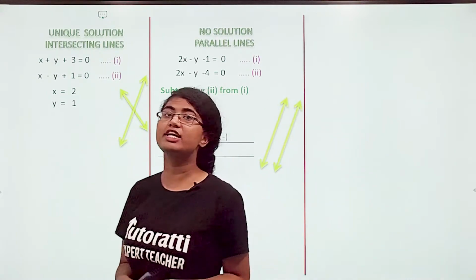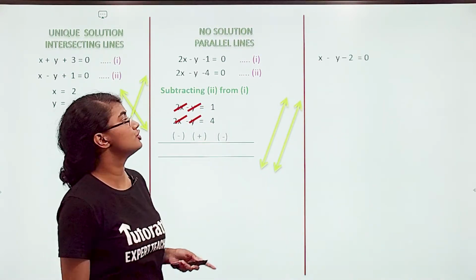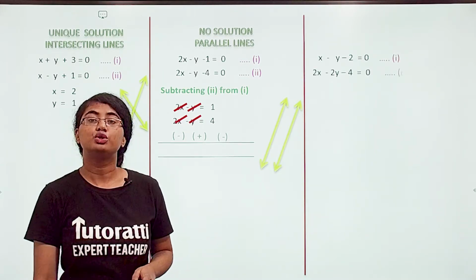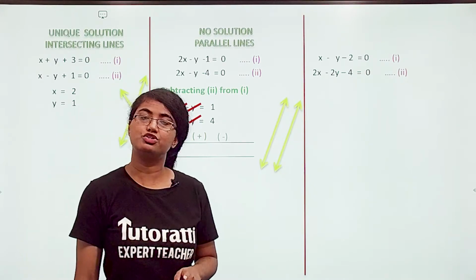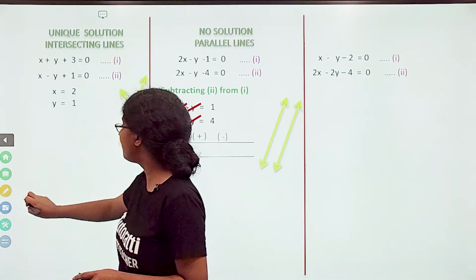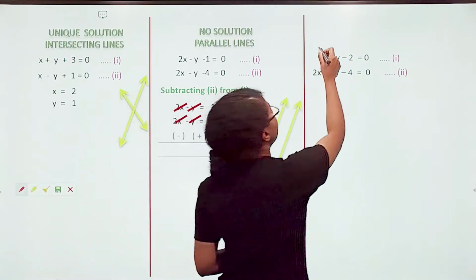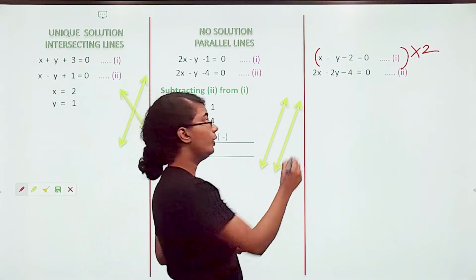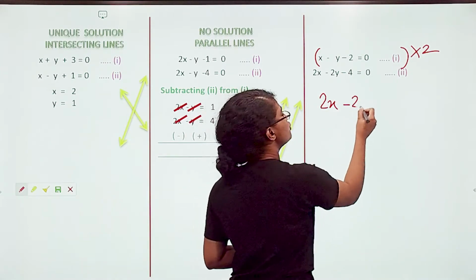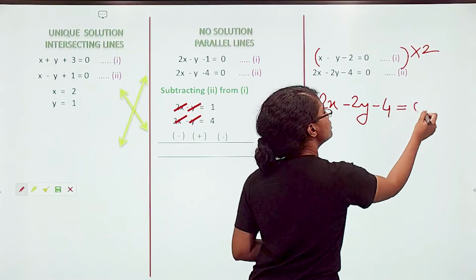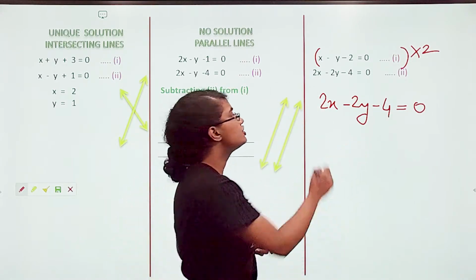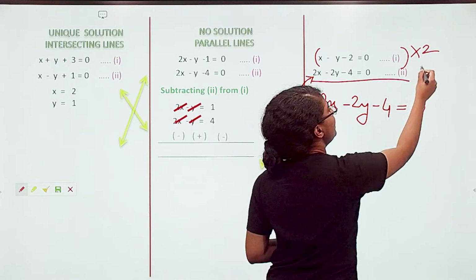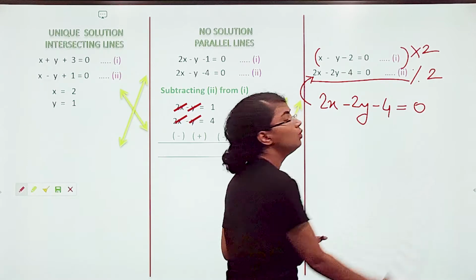Let's take a third case with two different equations, which is x minus y minus 2 equals 0, and the second equation is 2x minus 2y minus 4 equals 0. Now observe an interesting fact here. If I multiply the first equation by 2, what do I get? 2x minus 2y minus 4 equals 0. Is this equation similar to your second equation? Yes, it is. And if you divide the second equation by 2, what will you get?